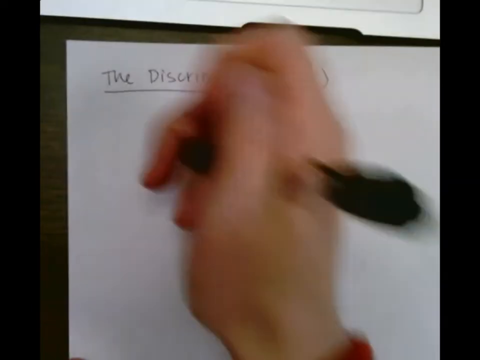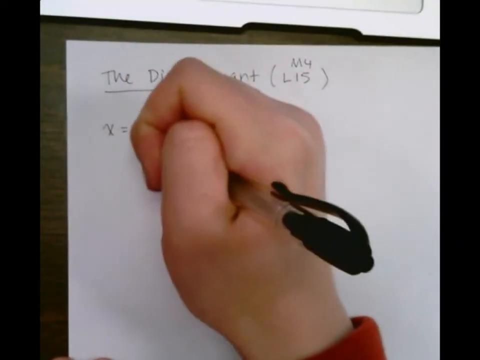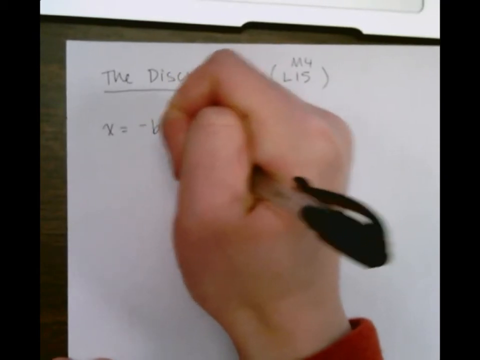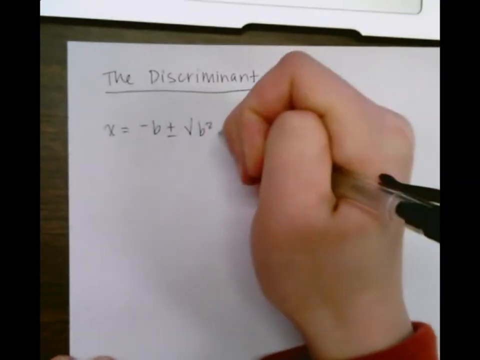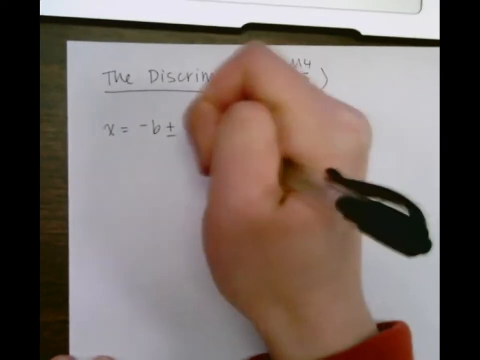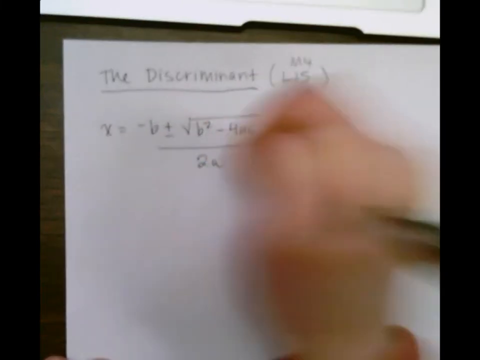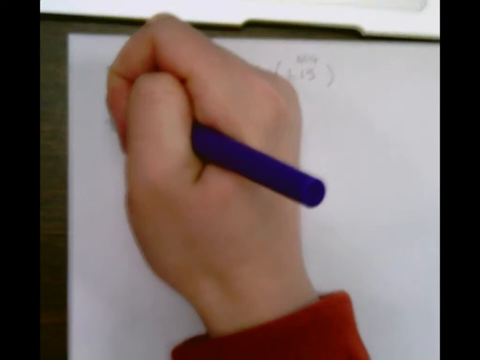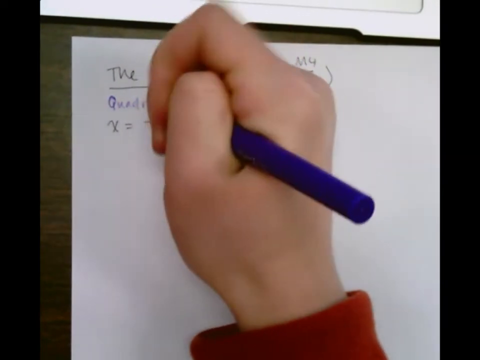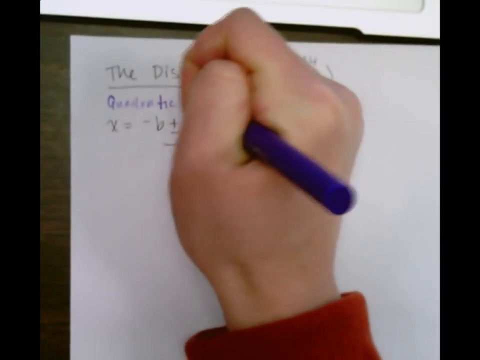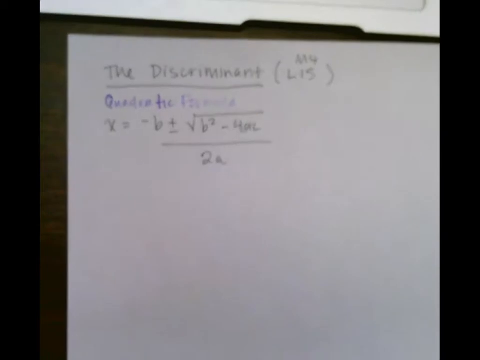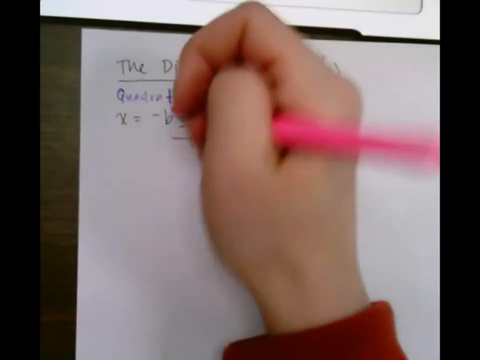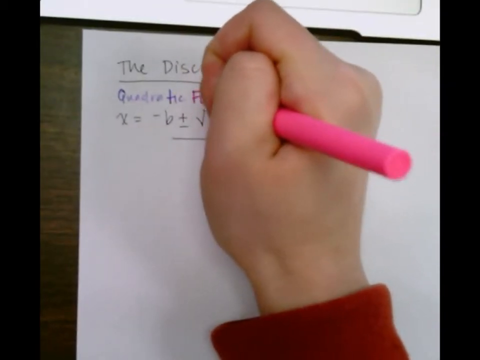So we just talked about the quadratic formula, which is x is equal to negative b plus or minus the square root of b squared minus 4ac all over 2a. So that's our quadratic formula.